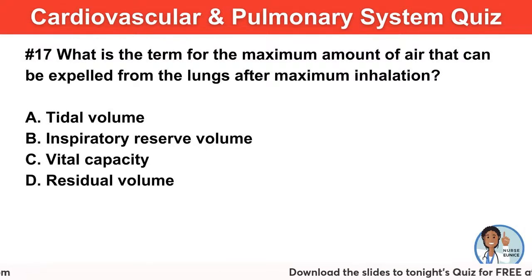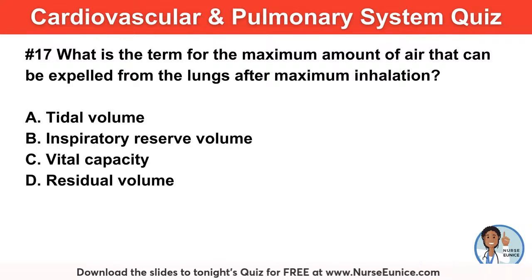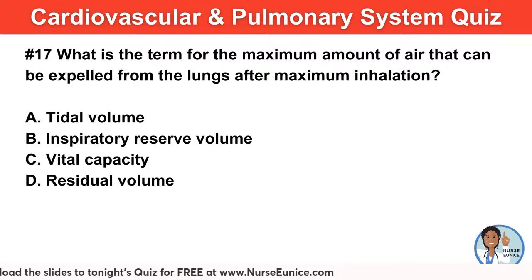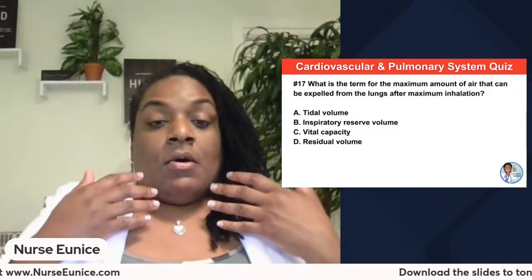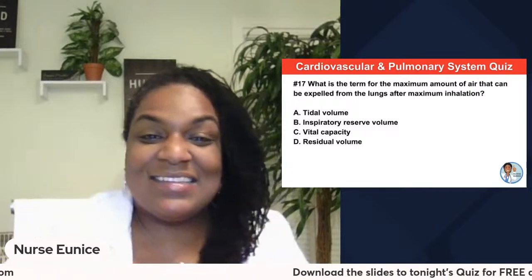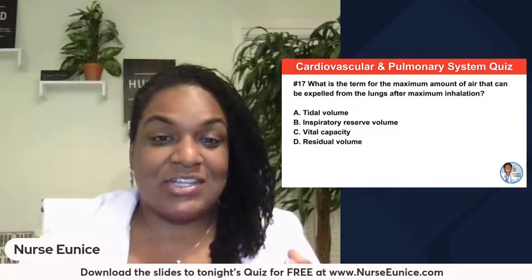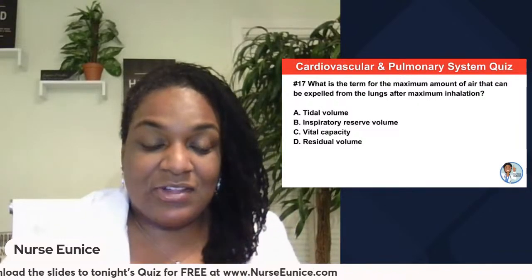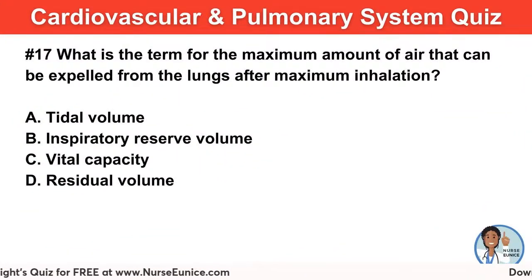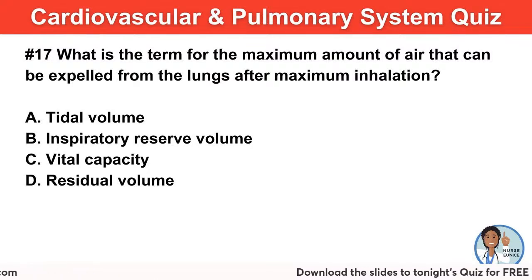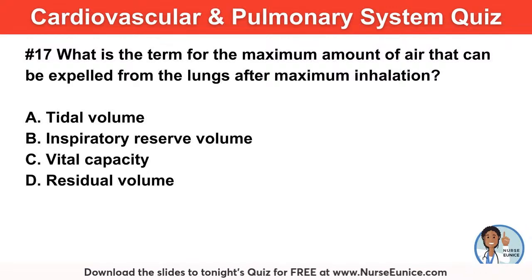Number 17, what is the term for the maximum amount of air that can be expelled from the lungs after maximum inhalation? So here's an example. So the maximum amount of air that can be expelled after a maximum inhalation. So we will actually be testing these patients on their lung function. But what is it called? Is it tidal volume, inspiratory reserve volume, vital capacity, or residual volume?